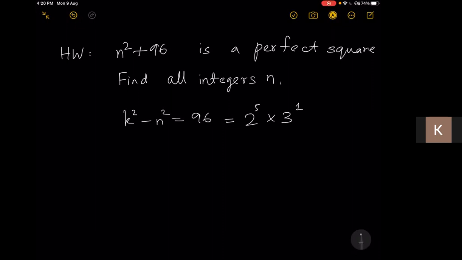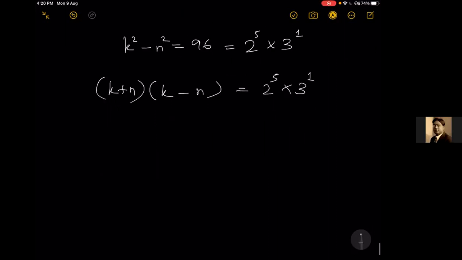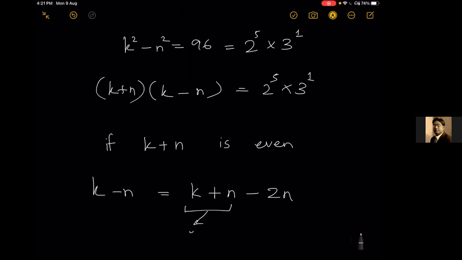Now you have k plus n into k minus n. This has to be 2 to the power 5 into 3 to the power 1. Now you have to try all the cases. One important thing is, if k plus n is even, then what is k minus n? k minus n is nothing but k plus n minus 2n, right? So this is even, this is even. Even minus even, k minus n is also even.